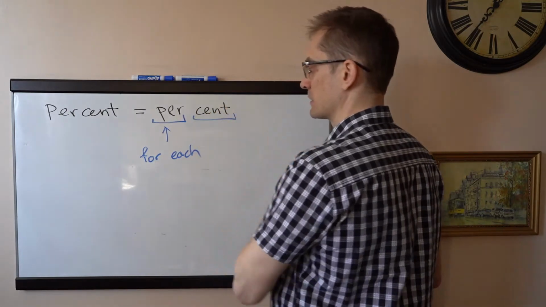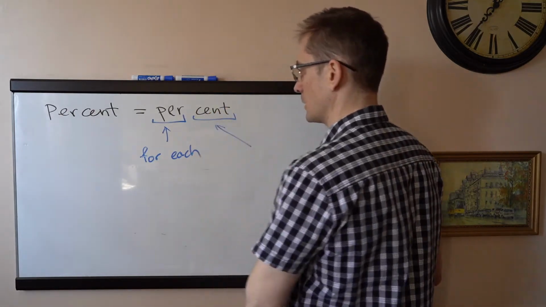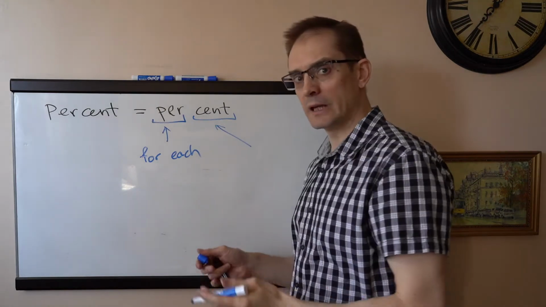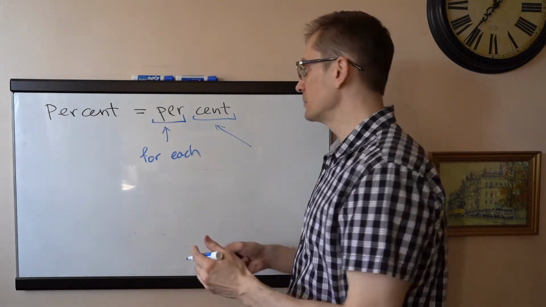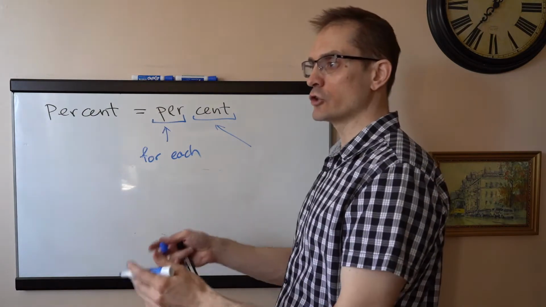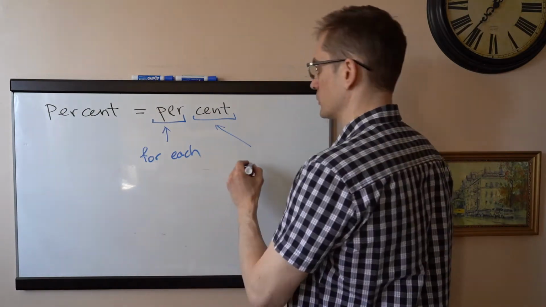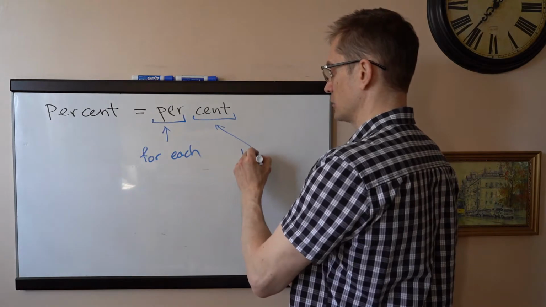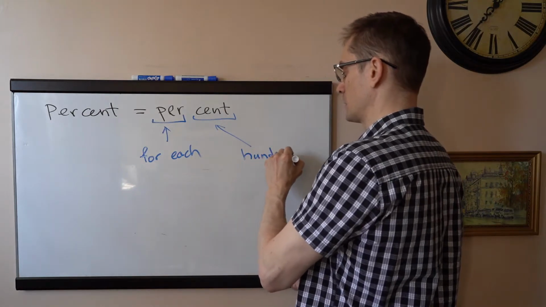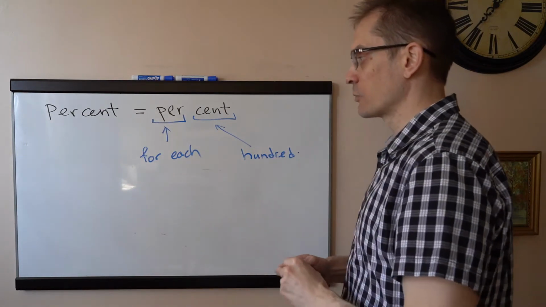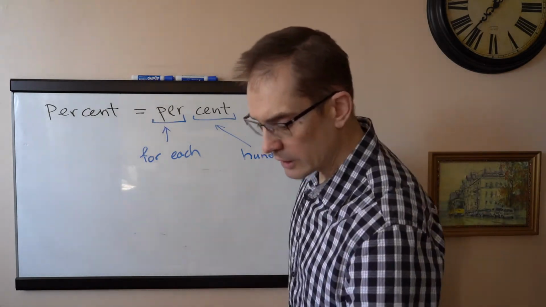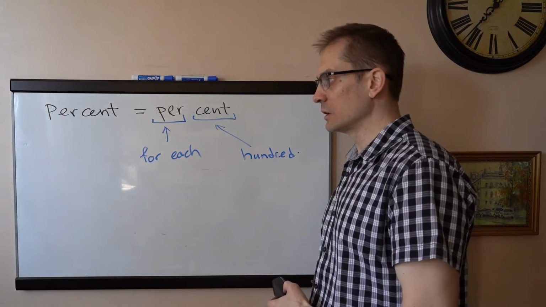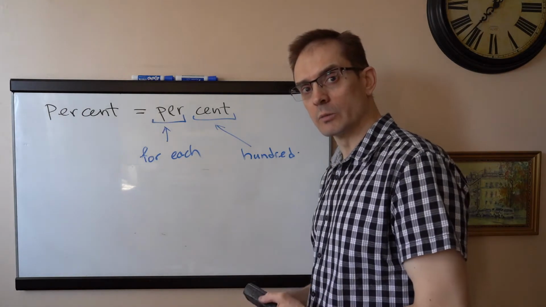What does cent mean? The word cent is frequently met in some other word, for example, century. Cent means 100. So century is 100 years. So we have cent is 100. Which means that the word percent means for each 100. We can use this definition of the word percent to solve problems.